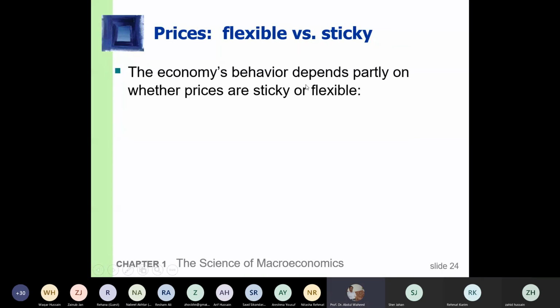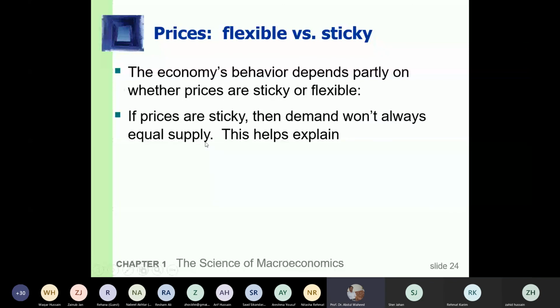So economy's behavior depends partly on whether prices are sticky or flexible. Okay. So sticky means they change, but there is not that much flexibility. But flexible means they can easily move upward or downward, the prices. So there are some commodities for which it is easy to change the price.